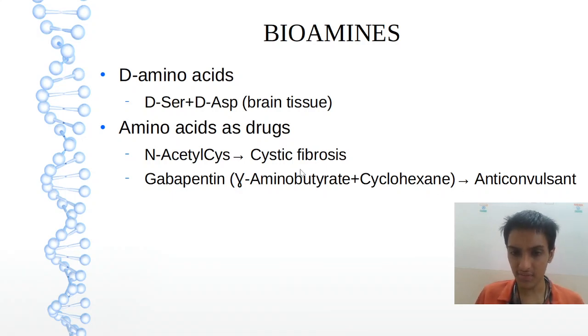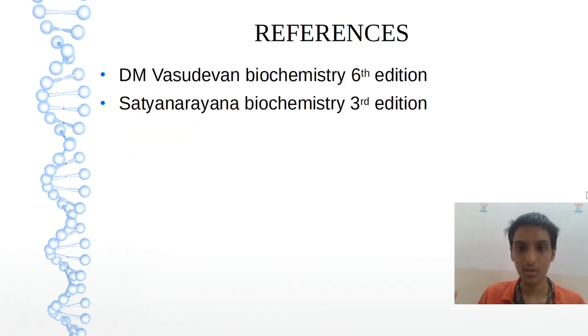Gabapentin is an anticonvulsant. The composition is not important, but just I will tell for information's sake. Gamma amino butyrate and cyclohexane. Okay, no need of this composition, just remember gabapentin is anticonvulsant. Enough. So references from where I took the pictures.